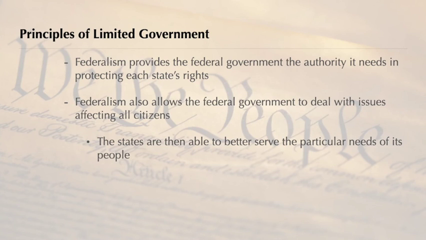By dividing power between the federal and state governments, the system of federalism gives the federal government the authority it needs while helping to protect each state's rights. This system also allows the federal government to deal with issues affecting all citizens, while each state government can better serve the particular needs of its people.